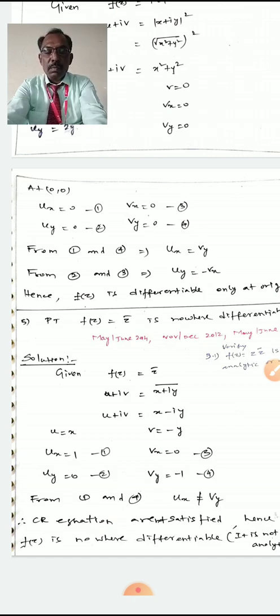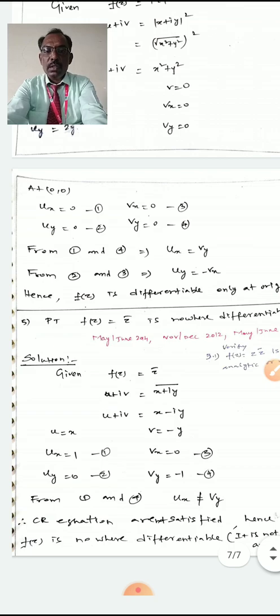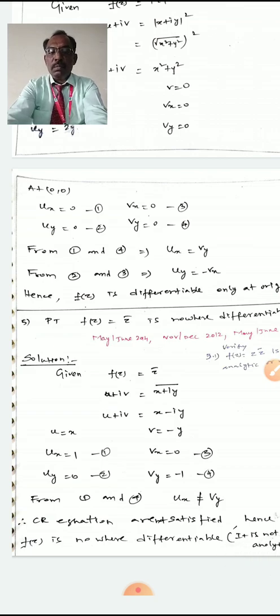Sum number 5. Prove that f of z is equal to z bar is nowhere differentiable. Here f of z is equal to z bar. f of z is very clear. Functions of complex variable, that is u plus iv. z is very clear, x plus iy. We take bar. This bar means conjugate. x plus iy bar means x minus iy. Equating the real part u equal to x and v equal to minus y.